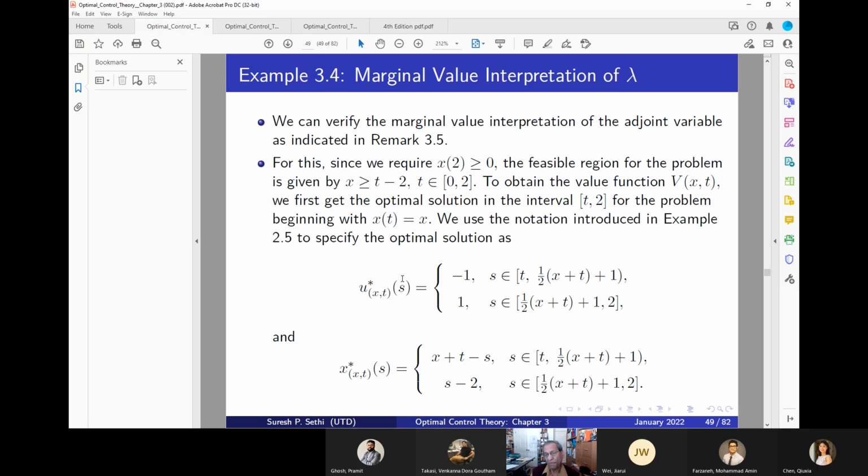And then you get the optimal control for that problem. And that optimal control problem gives you this value V(x,t). What we want to show now is that if this V(x,t) is differentiable in x, then its derivative should be equal to lambda. That is the marginal value of x. That is the best I can do going from time t to 2 with initial value x. That's the best I can do. Then if I take the derivative, it gives me the marginal value of x, or the state. That's what I want to demonstrate now.